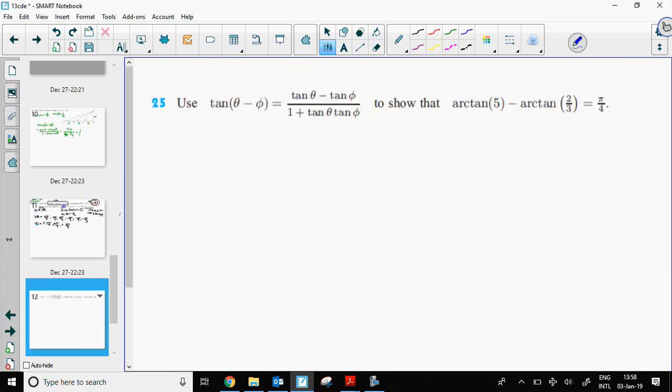Okay, so I do recall seeing a problem or two that was similar to this on previous exams, so let's pay attention to this one. We're using this identity, which is one that's in the formula book, that they're telling us to use to show that arctan of 5 minus arctan of 2/3 is equal to pi over 4. And at first glance, it's like, how am I supposed to use that? There's no arctan in here. We just have tangents. So what can we do here?